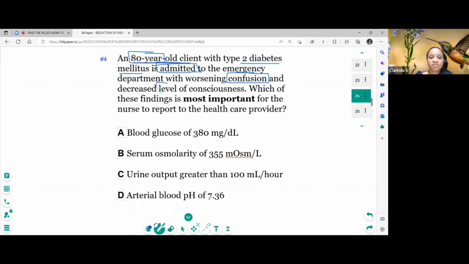Decreased level of consciousness, so decreased LOC. Which of these findings is most important? It's so important, we have to report it to the healthcare provider.